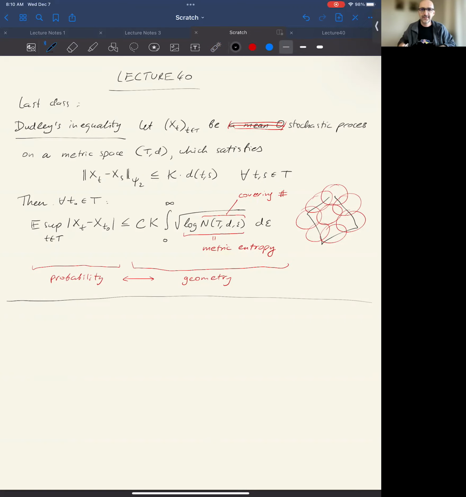Good. Any other questions before we continue? Cool. Okay. So today we make an application of Dudley's inequality to the problem where we started this course, in the very first lecture: Monte Carlo integration.